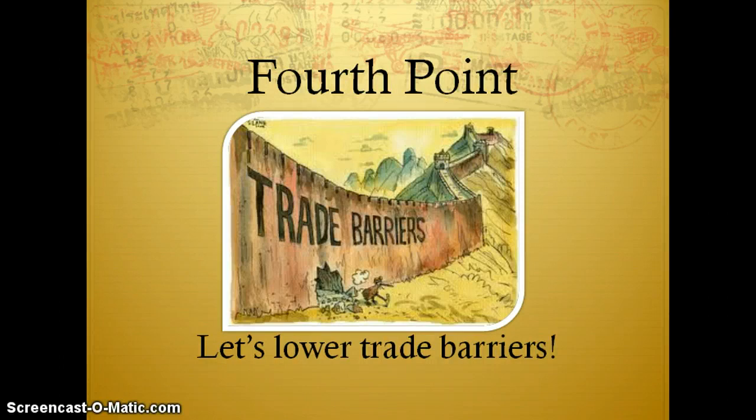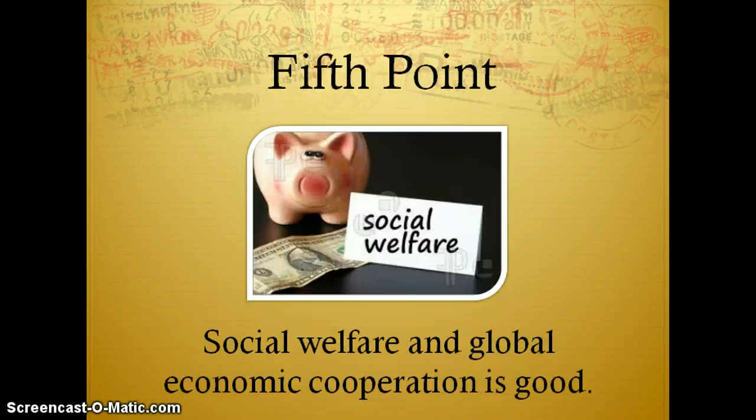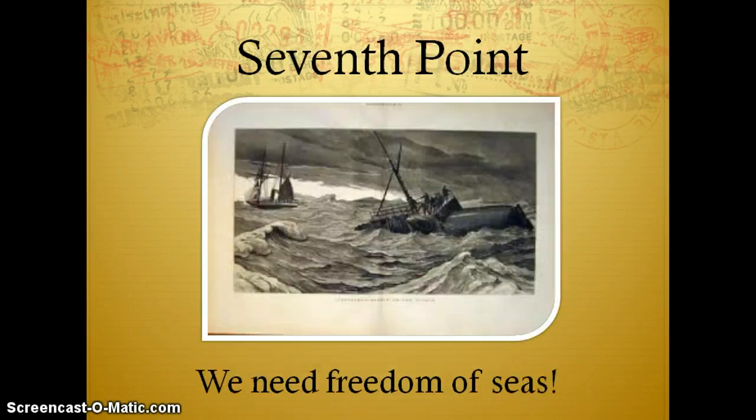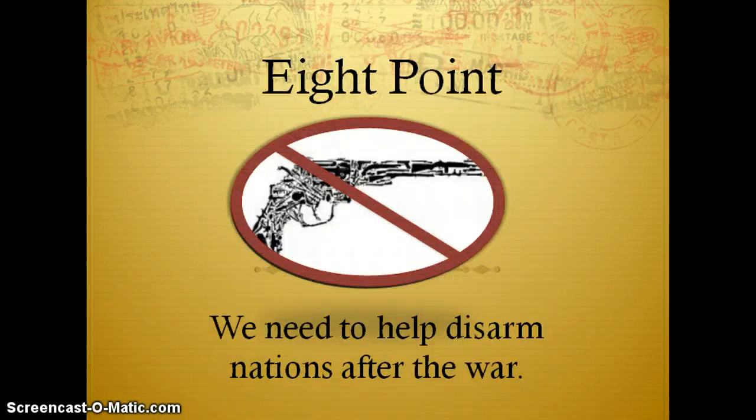The fourth point said that the United States and Great Britain would make an effort to lower trade barriers. The importance of the advancement of social welfare and global economic cooperation was recognized in the fifth point. President Roosevelt and Prime Minister Churchill said that they would work to establish freedom from fear and want in the sixth point. The seventh point of the Atlantic Charter stated the importance of the freedom of the seas. In the eighth and last point of the Atlantic Charter, they said that both countries would work towards post-war disarmament and the mutual disarmament of other nations.